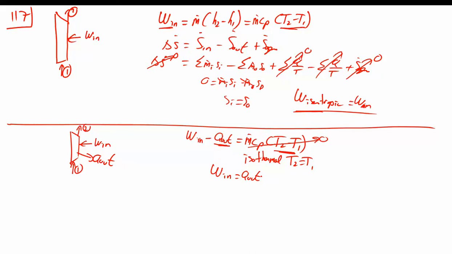So the question is how can I make that happen, where work in is equal to Q out for an isothermal process. I can quantify an isothermal process pretty easily. In the back of your book, you'll see that the resultant equation to compute isothermal work is just mRT natural log P2 over P1.